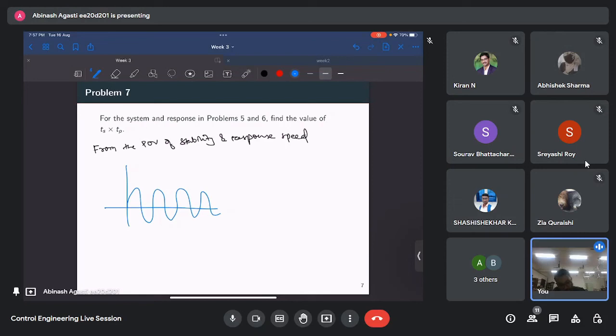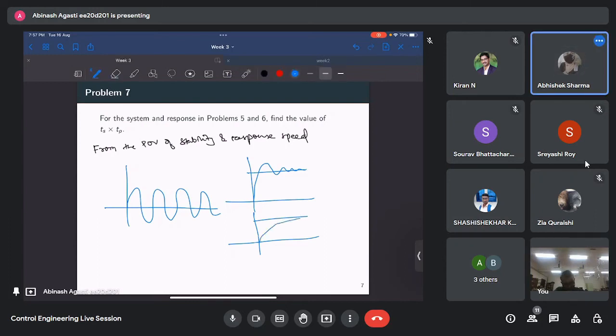But if you have an underdamped system, then it will settle something like this. But if you have an overdamped system, it will be something like this, no? Yes, sir. Yeah. So here the settling time usually, is there a formula for the settling time of this system? Yes, sir. For 2% it is 4 by zeta omega n. Oh, yeah, correct. 4 by zeta omega n.